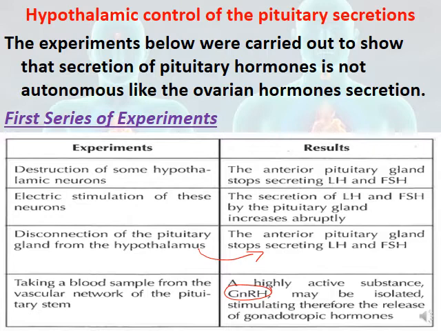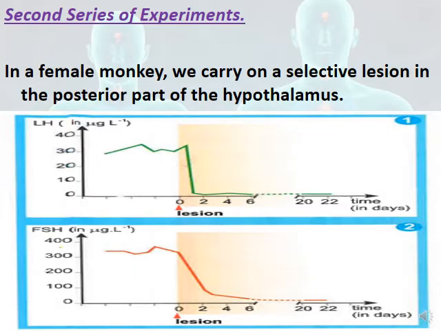So keep in mind, the hypothalamus secretes GnRH, and we have a word that we have to add after secretion of GnRH by hypothalamic neurons: it should be released into the blood. Let's move to the second series of experiments.